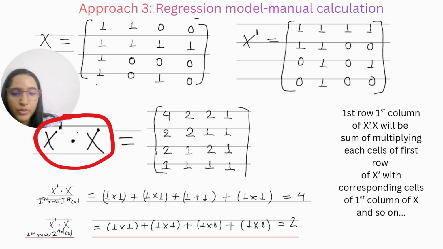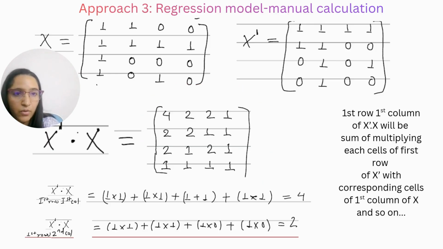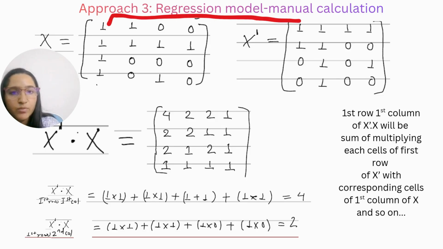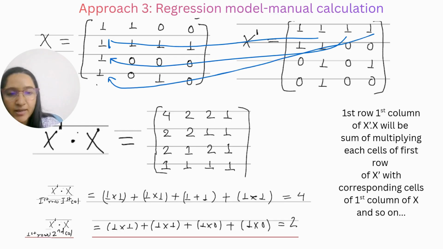So when we do that, we get this matrix: 4, 2, 2, 1, 2, 2, 1, 1. How you can do it is we multiply the first row of this transpose with the first column, each corresponding value of the first column in the X matrix. So that means, for example, 1 times 1, 1 times 1, 1 times 1, and then 1 times 1 for the first cell, first row, first column cell of this multiplied matrix.